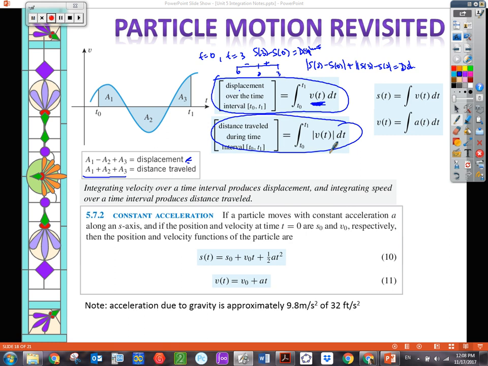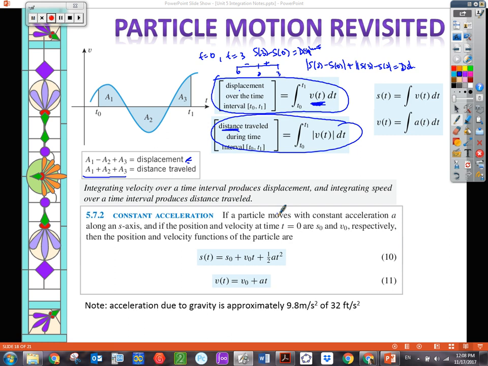When we integrate speed, we get distance. So those are two really important concepts for us to absorb and really think about. So this is it in words. Integrating velocity over time produces displacement. Integrating speed over time produces distance traveled.